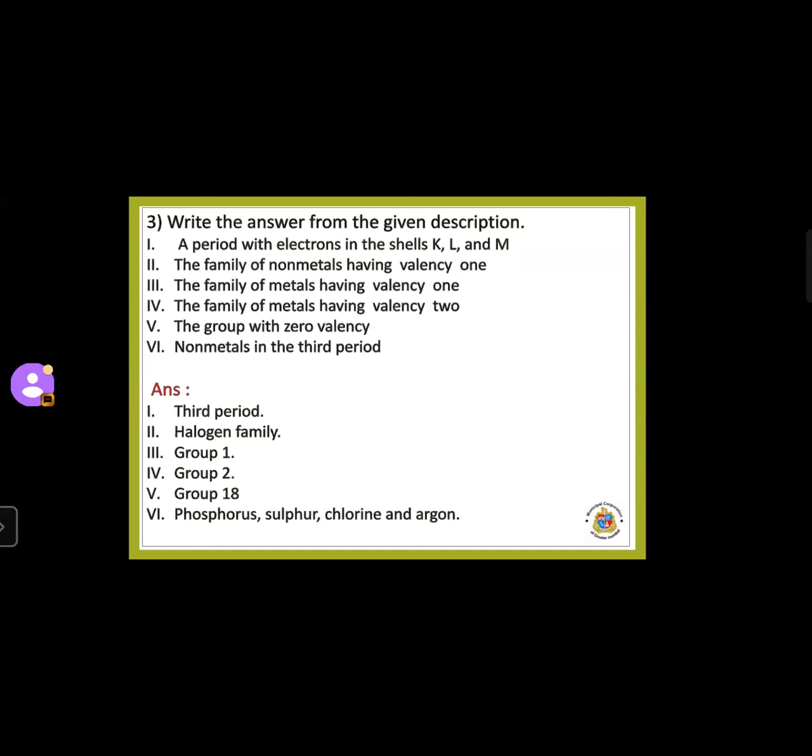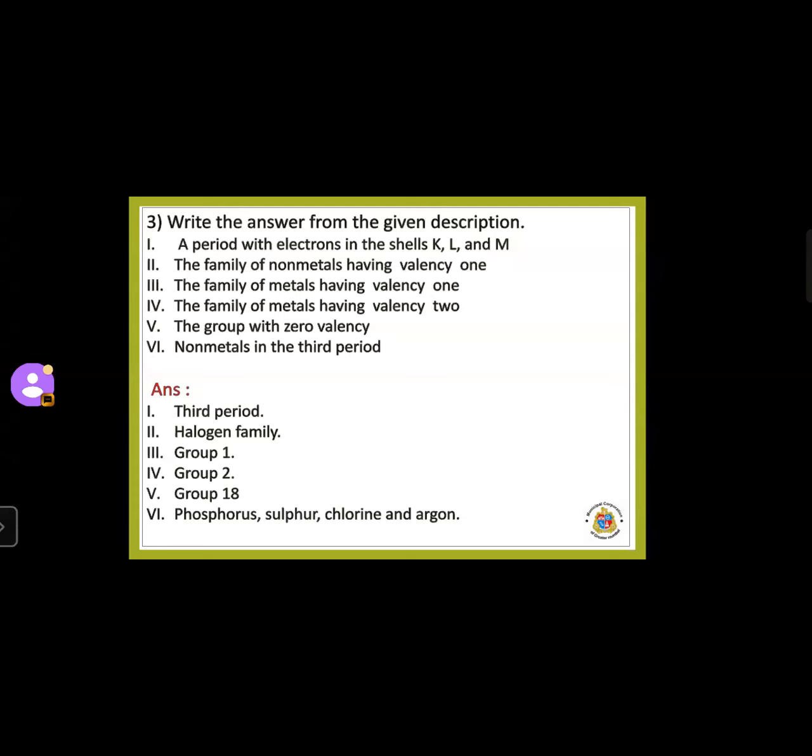The family of non-metals having valency 1. Now family of non-metals having valency 1, that is the halogen family. Okay, that is your halogen family. Now halogen family, that is fluorine. Okay, so halogen family is there. Now next is what?